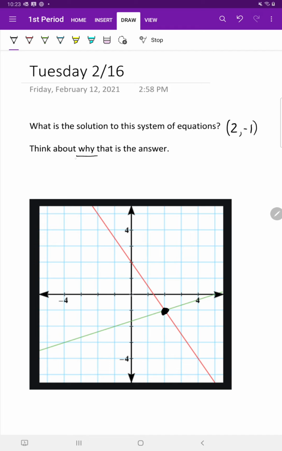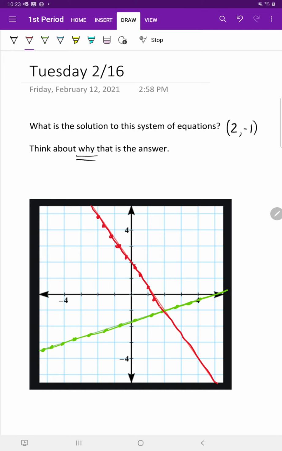But now I want to think about why that is the answer. This green line here, going this direction, is a set of solutions. Every single point along this green line is a solution to the equation that represents this green line. Every single point along the red line is a solution to the equation for the red line.